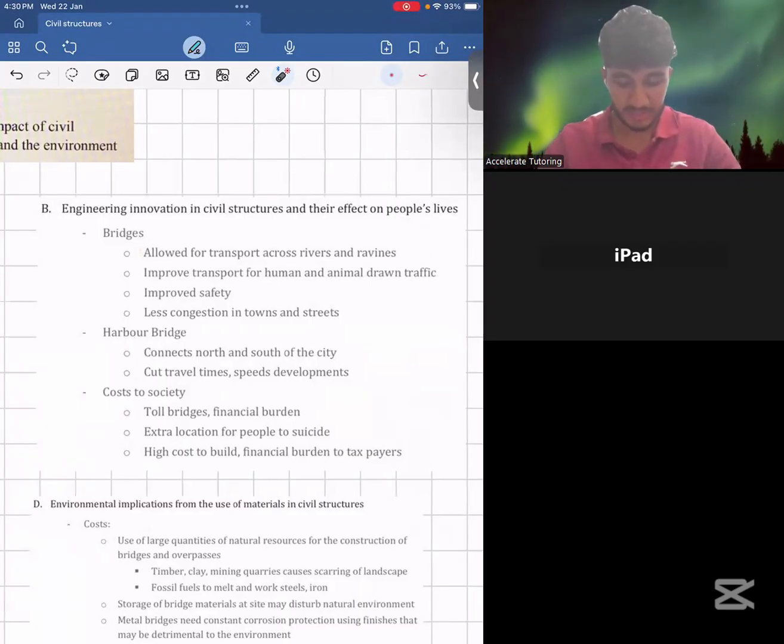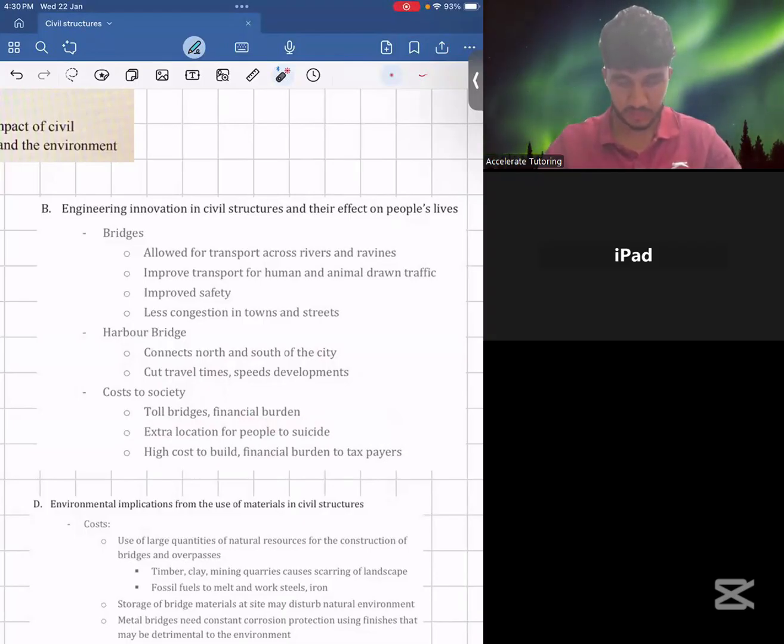So in terms of bridges, they allow for transport across rivers and ravines, improve traffic for human and animal drawn traffic, improve safety as well, and lead to less congestion in towns and streets. In regards to a specific example, the Harbour Bridge connects north and south of the city, cuts travel time, and speeds development. But in regards to cost to society, toll bridges are a financial burden. Obviously, building a bridge is not cheap, so it will be an impact on taxpayers as well.